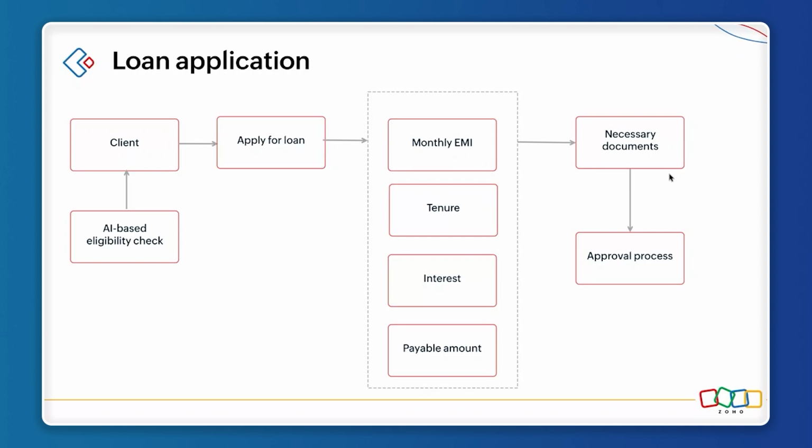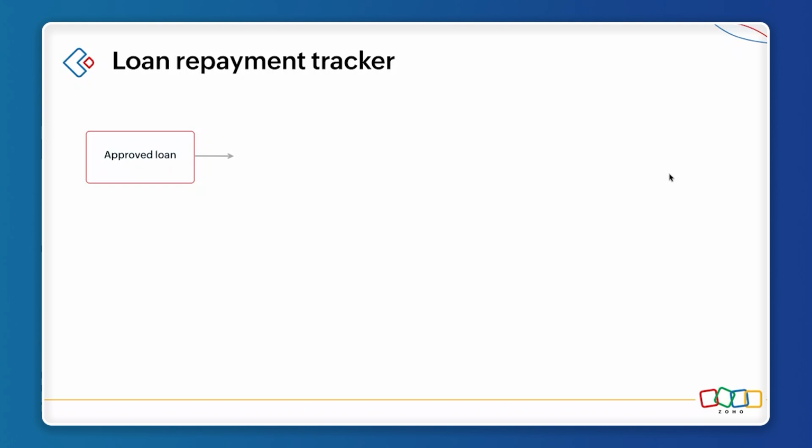Now let's say that approval is done, so the loan is approved. Then comes the loan repayment tracker. Once the loan amount is approved, we have to calculate the monthly payments. That is, for the month of November, what is the amount they have to pay? For the month of December, what is the amount they have to pay? We will be doing all the manual calculations in an automated way within our application.